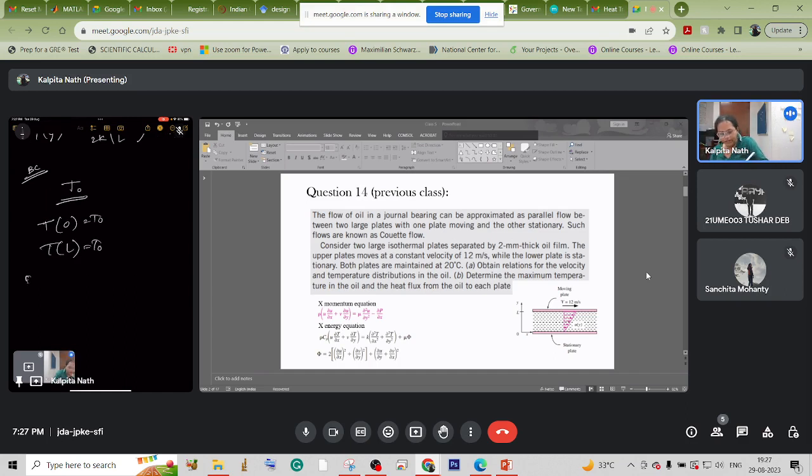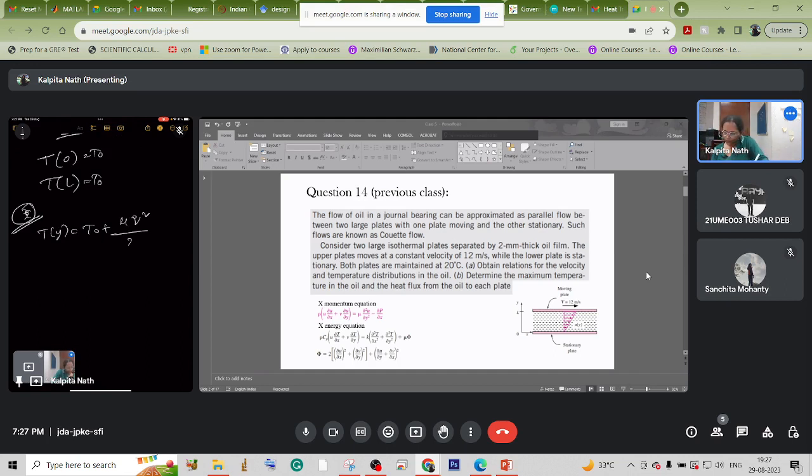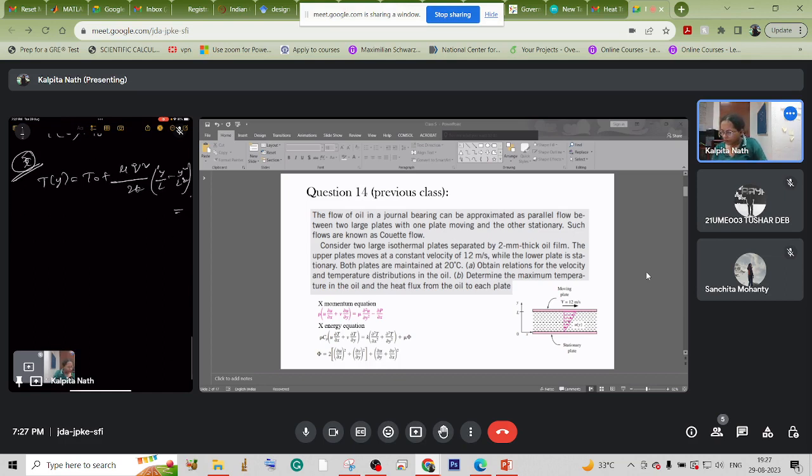Now the equation, if you consider this as equation number 3, this will become T(y) equals T naught plus mu V square by 2k times (y by L minus y square by L square). Okay.